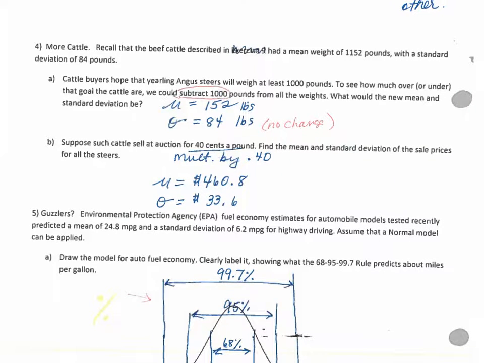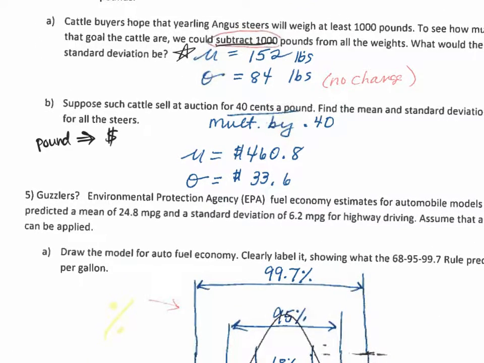Okay. So here, we wanted to just see how they compared to 1,000, how much above or below. So we just subtracted. A straight subtraction of 1,000 only affected the mean. It does not affect the spread. And B is a good example of where transformation comes into play. It's transforming from pound values into monetary values. So that's a good understanding of the change of units. You're multiplying each pound by 40 cents. So the mean in money is 460.8, and the standard deviation in money is $33.60.